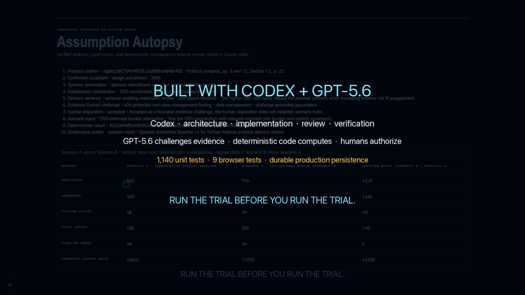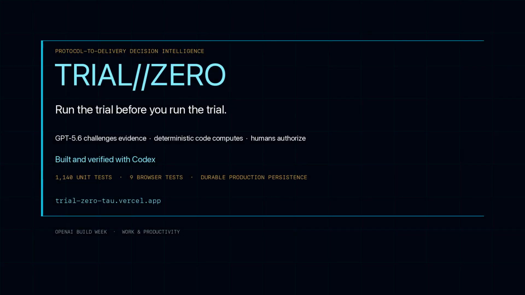Codex was my engineering partner from architecture through hardening. It helped implement the governed workflow, review production risks, and verify 1,140 unit tests and 9 browser tests. GPT 5.6 challenges evidence. Deterministic code computes consequences. Humans retain authority. Trial 0. Run the trial before you run the trial.